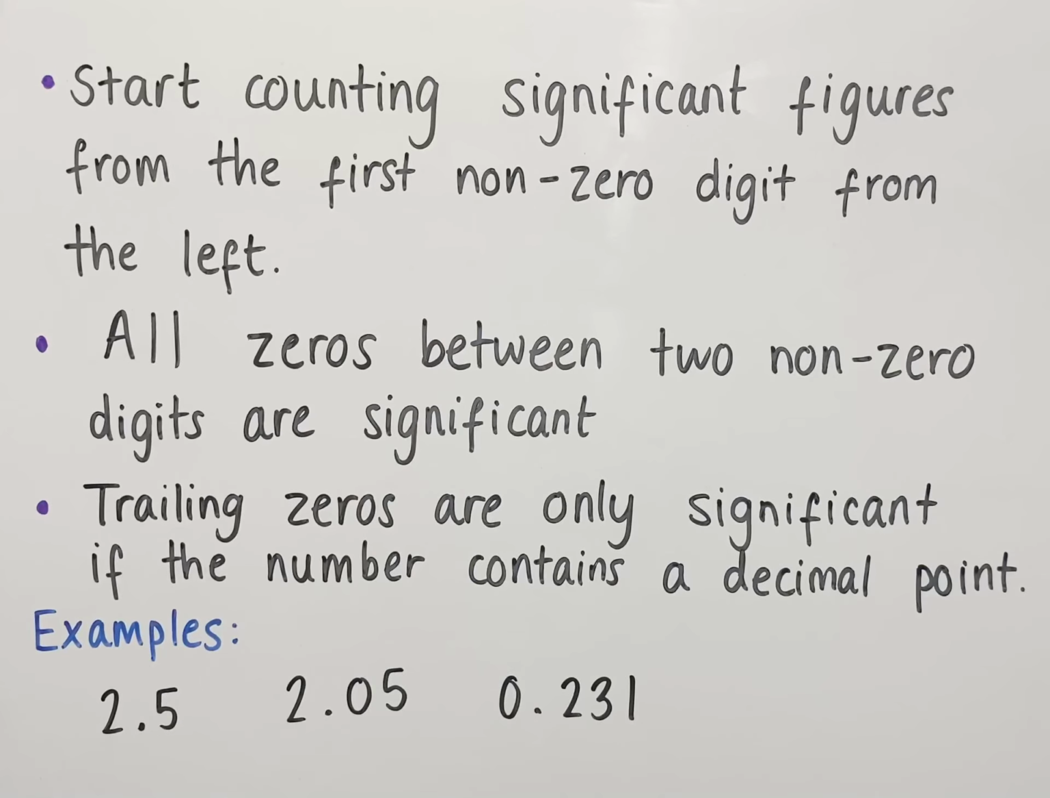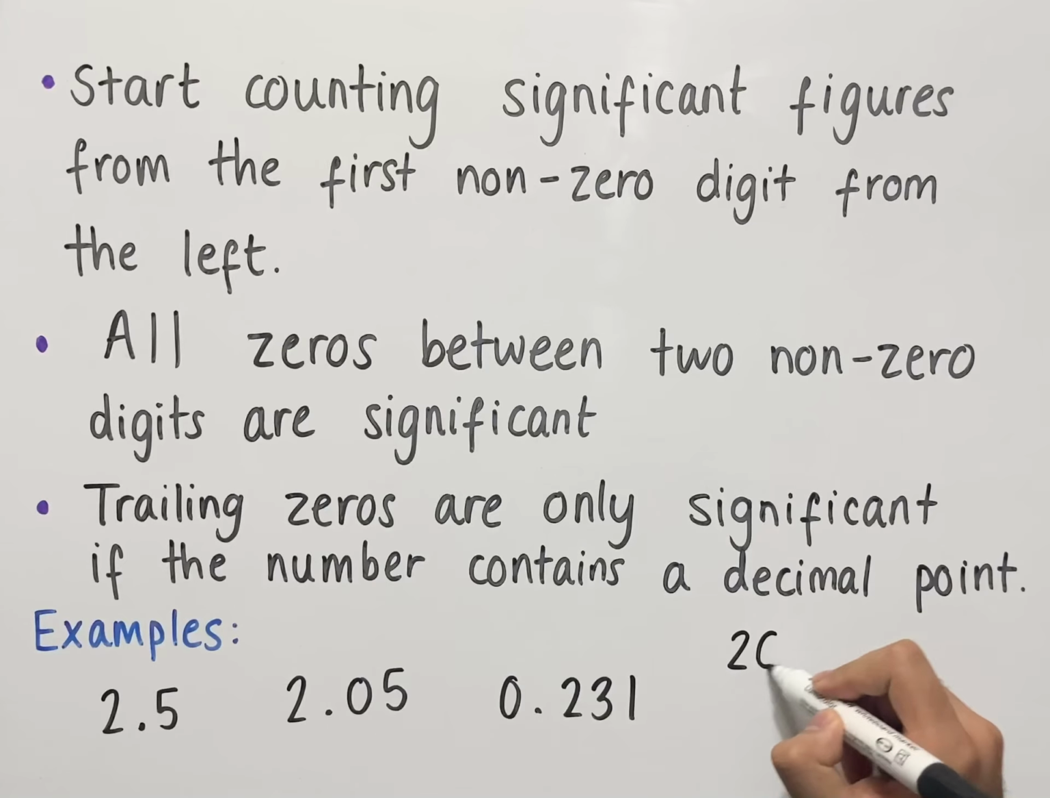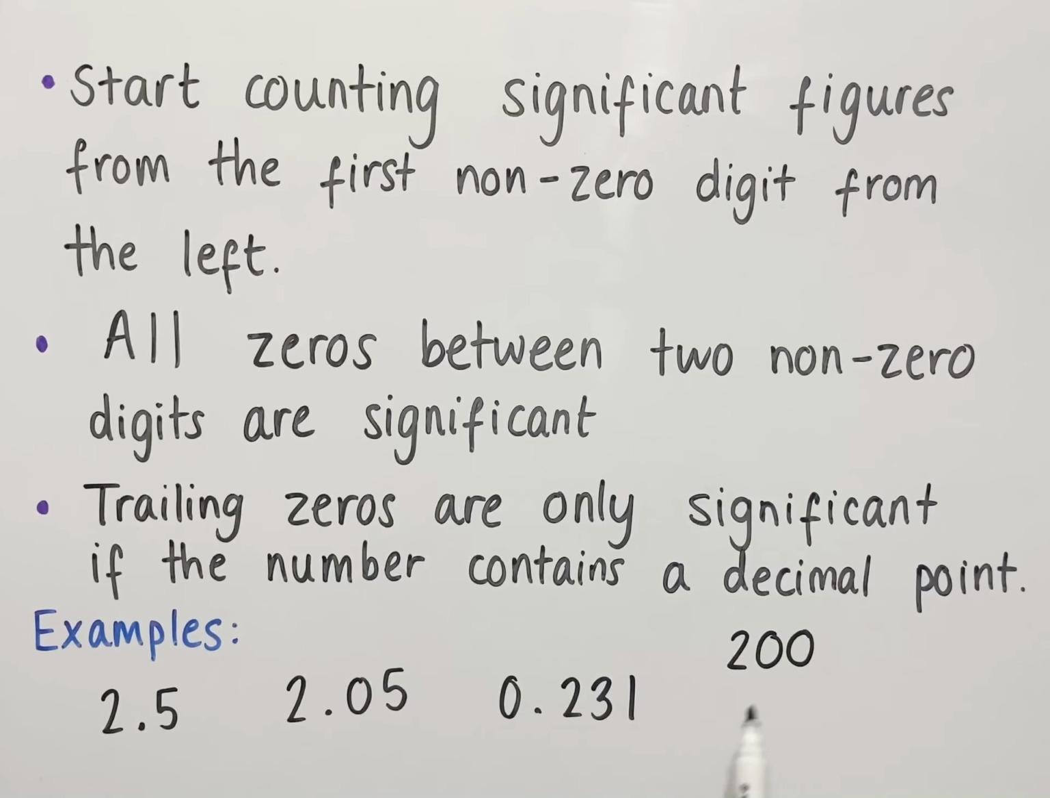Looking at some examples of this last bit, trailing zeros are just zeros at the end of a number. So for instance, if we had the number 200, then you've got 2 zeros at the end, and in this number we only have one significant figure. That is the 2. The zeros here on the end are not significant.